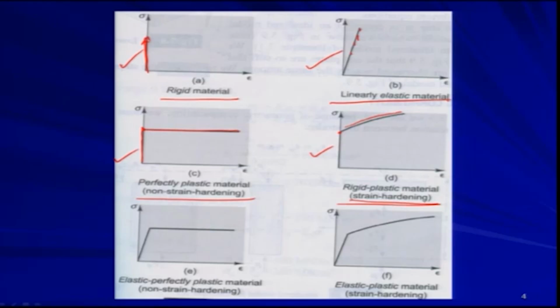Now if you come back to this sigma epsilon plot, this is known as elastic perfectly plastic material. Initially it is linearly elastic and then perfectly plastic. Similarly, this plot is linearly elastic in the initial stage, and then plastic but strain hardening, so that is happening with increase in stress.